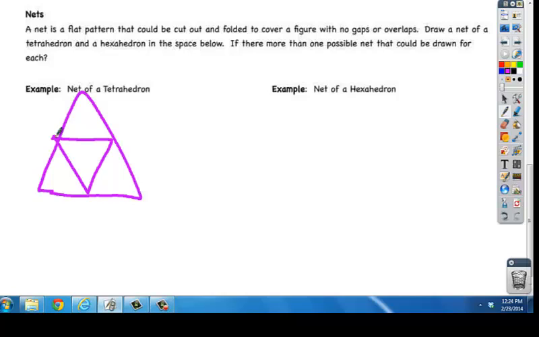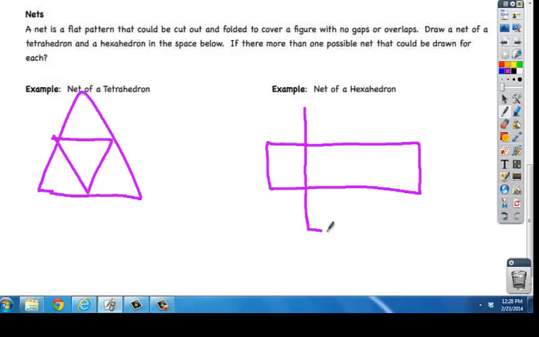The net of a hexahedron, again, a hexahedron is a cube. That's it. A hexahedron that will fold into a cube.